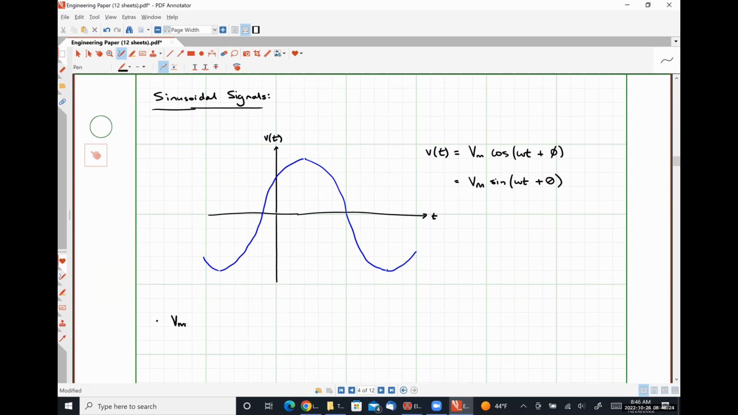Okay. So Vm is the magnitude or amplitude of our sinusoidal function v of t. So this represents the distance between the peak value and the horizontal axis. It does not particularly matter whether you're talking about a positive peak or a negative peak. Okay.